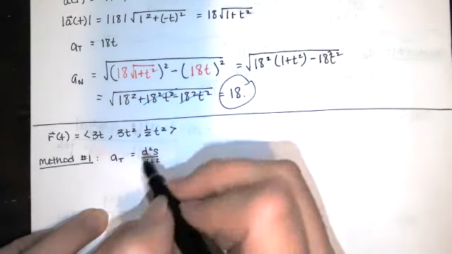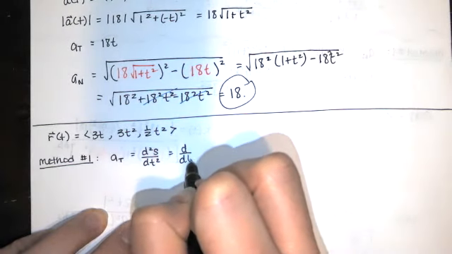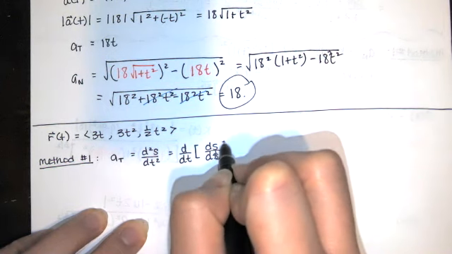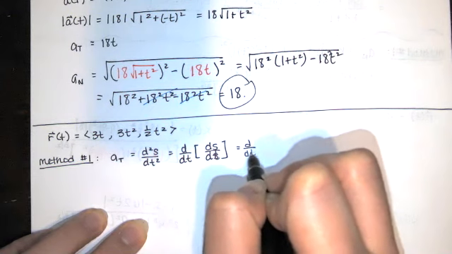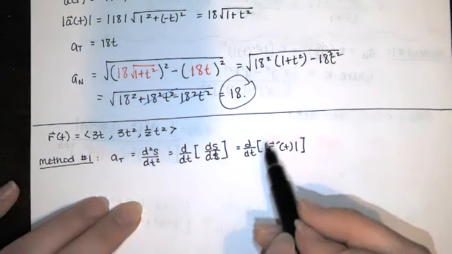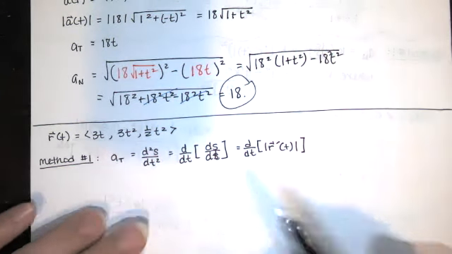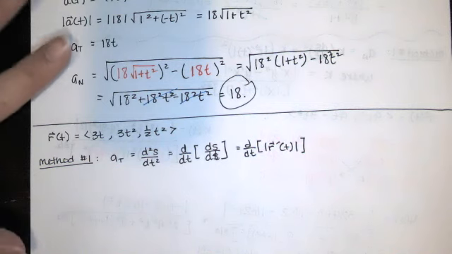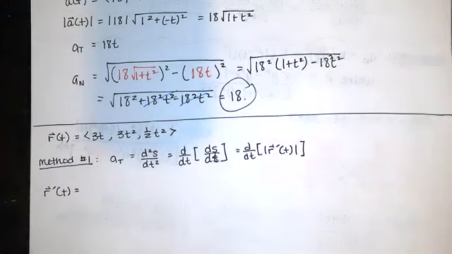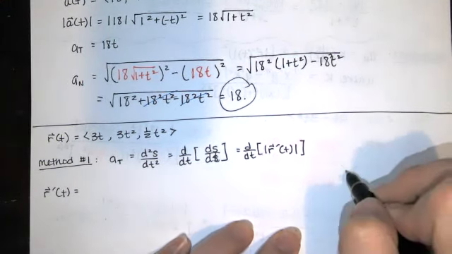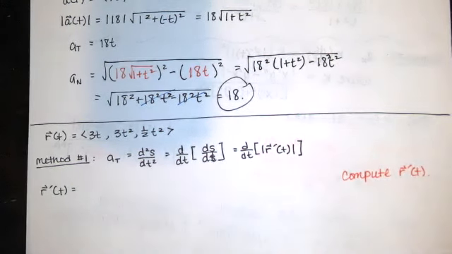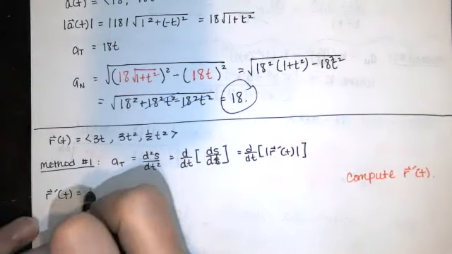distance traveled along the curve with respect to time, which is the same as the derivative with respect to time of the change in distance with respect to time, which is the same as the derivative of speed. So we need to find velocity, find the magnitude, and then find its derivative. So finding the velocity is not bad. Just take the derivative component by component.